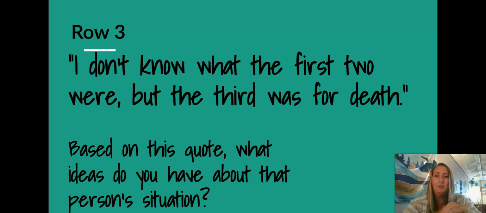So based on this quote, what ideas do you have about that person's situation, the last person that had the paw? And that is what you're going to write here in the 3rd row. Jot down some ideas about what you think was going on with this person that would make them make their 3rd wish for death. So press pause, take a couple minutes to record on your 3rd row, and then continue with the story.